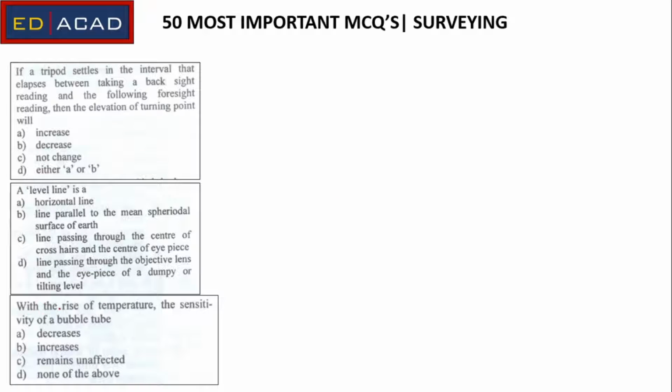So with the rise in temperature, the sensitivity of the bubble tube, let's look at this. The sensitivity depends upon the radius of curvature of our bubble tube. It increases with increase in the radius of curvature of our bubble tube. Second, it increases with the length of our bubble, so the sensitivity will increase if we increase the length of the bubble. Thirdly, it will decrease with rise in temperature.